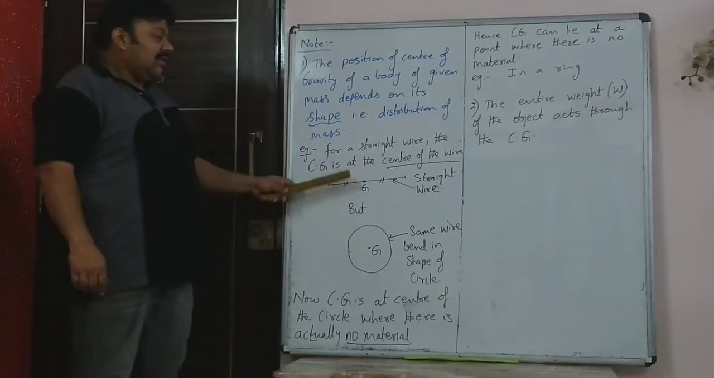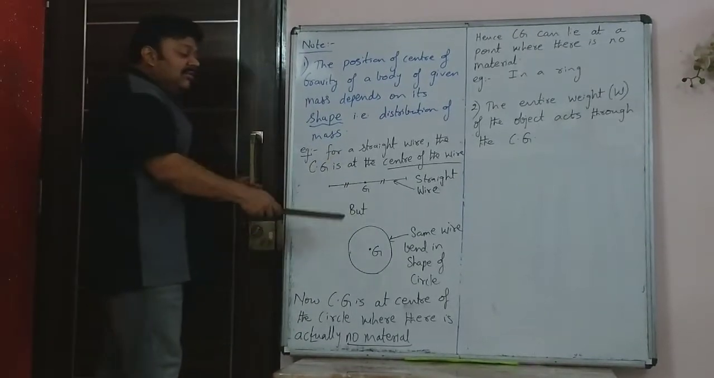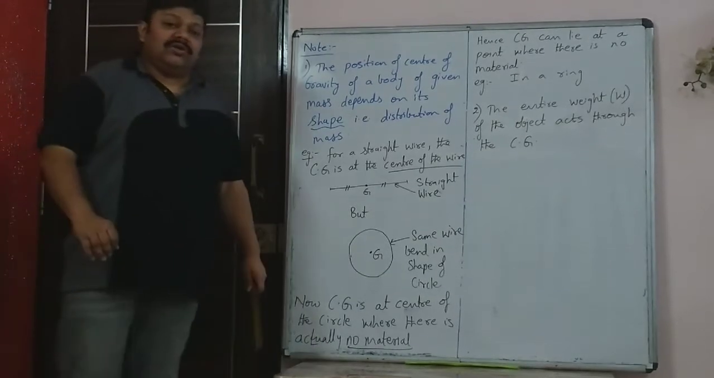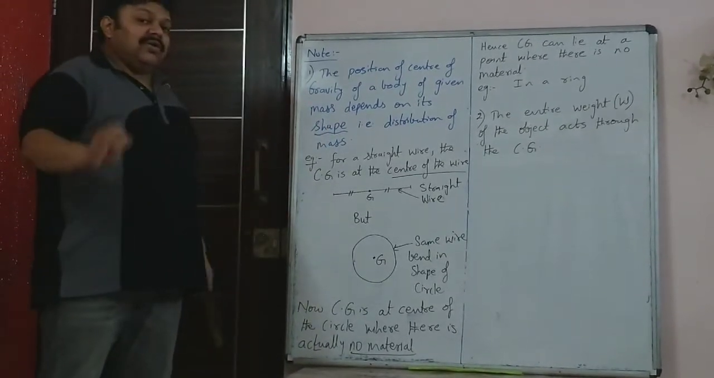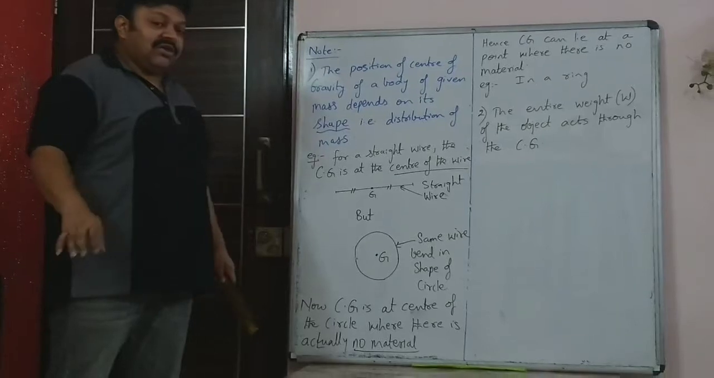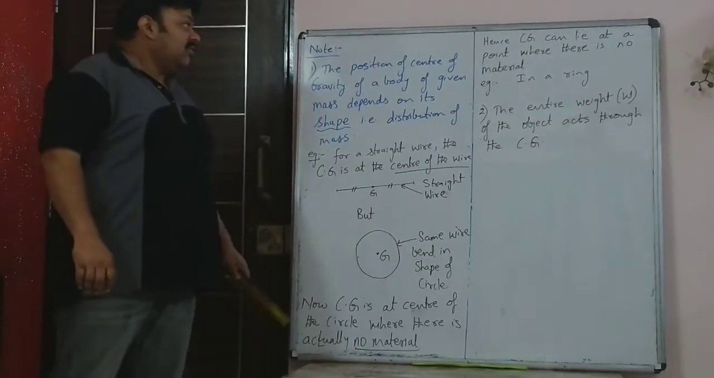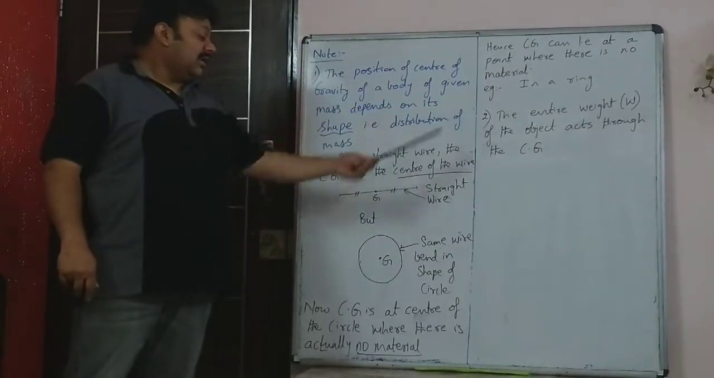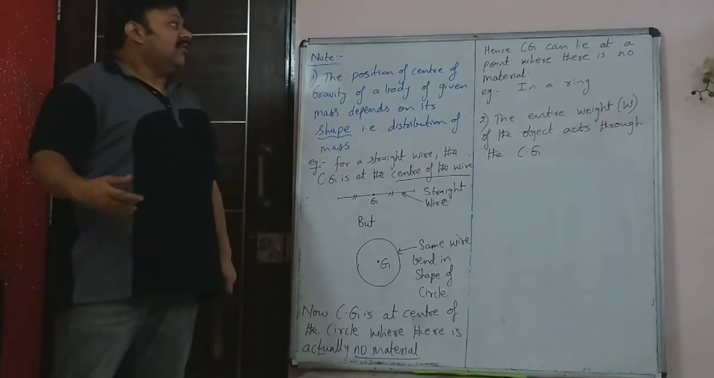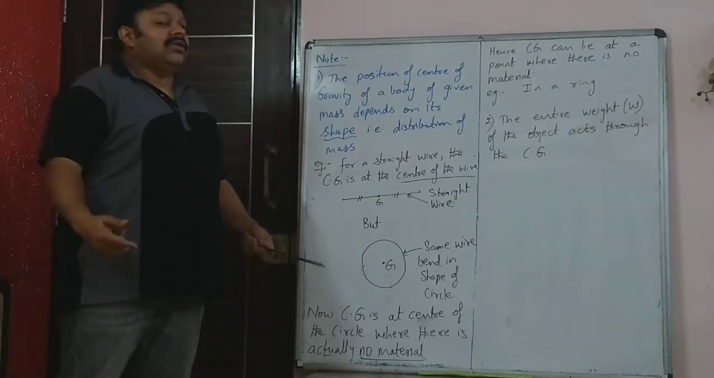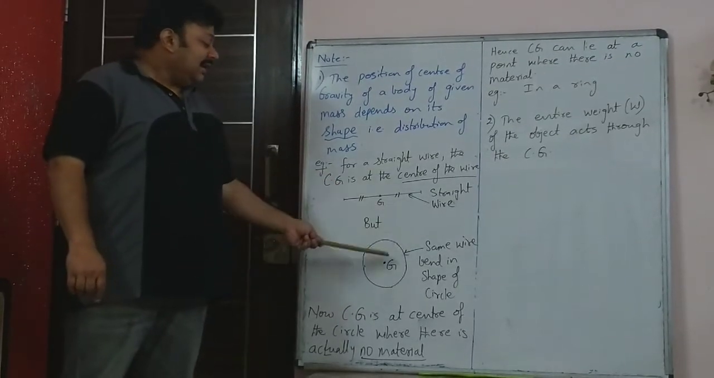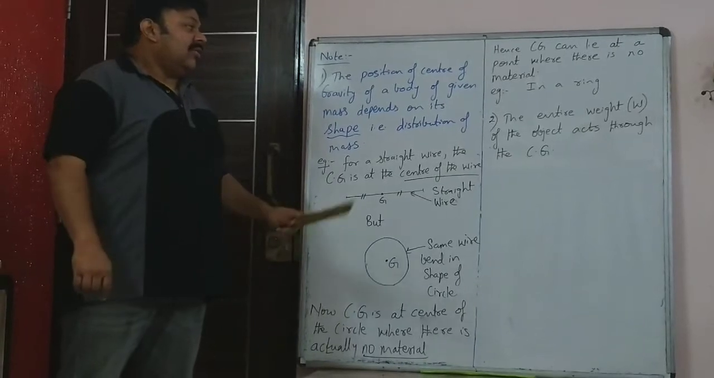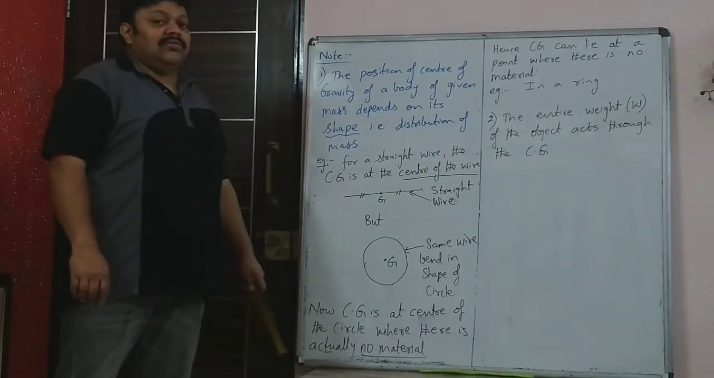So this is an example to show that the center of gravity will change if the shape of the object changes. So the factor affecting center of gravity is the shape, that is distribution of mass. So with this it should be clear that in case of a ring, the center of gravity can lie at a point where there is no material. The entire weight of the object appears to act through the center of gravity.